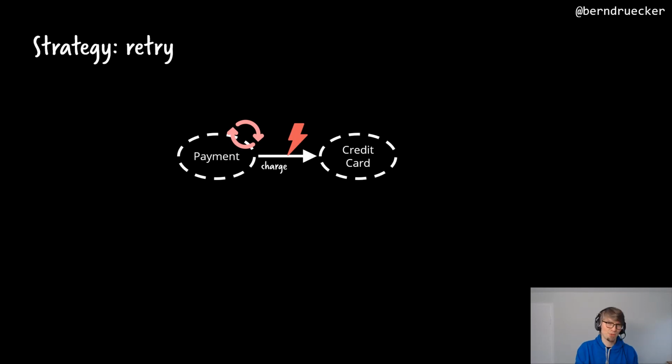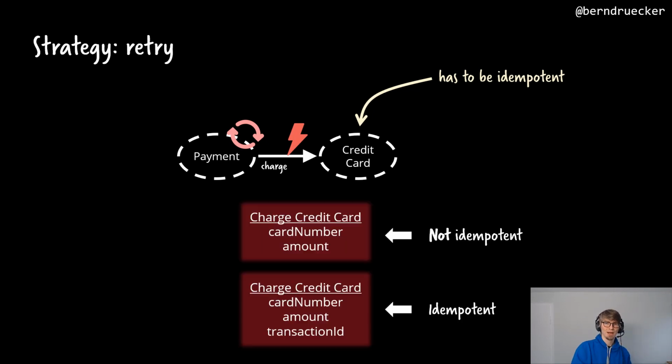Okay, that's the first thing. You have to implement that. A lot of frameworks can do that for you relatively easily. But the important thing here is, in order to be able to do that, the other party, the credit card service, has to be idempotent. What does idempotency mean? It's relatively easy. It basically means that you can do the call twice and the effect doesn't change in that sense.